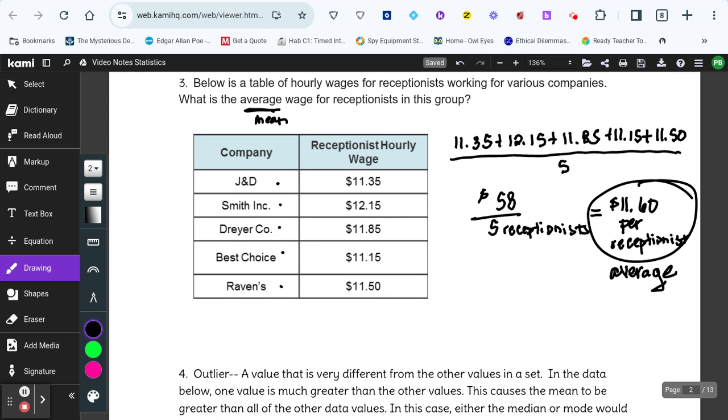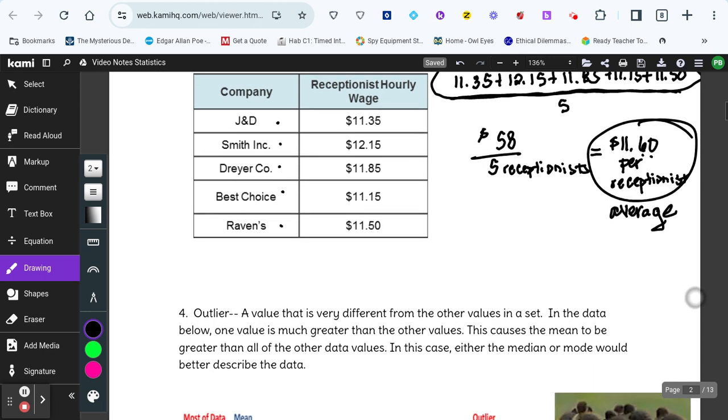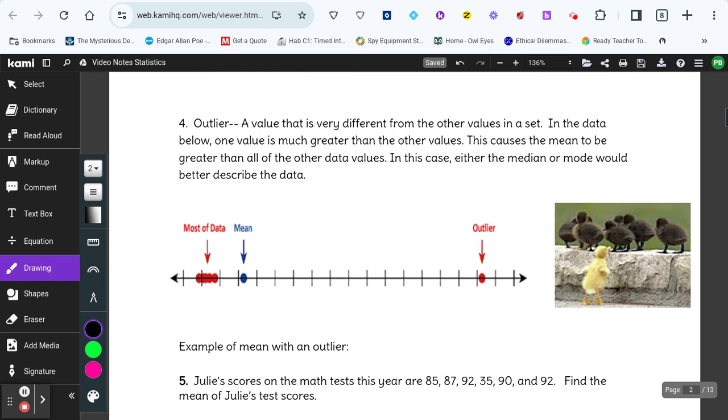So when I say average, if you take all these numbers right here and put them in order from greatest to least, or least to greatest, $11.60 will kind of be like the middle ground for those numbers. All right, let's talk about what an outlier is because an outlier can greatly affect the mean.